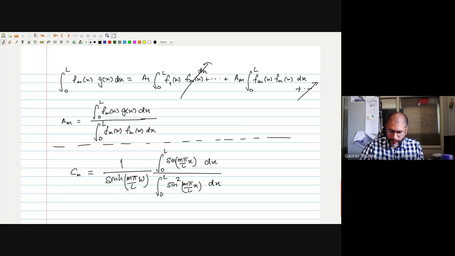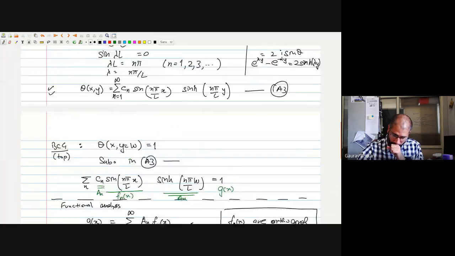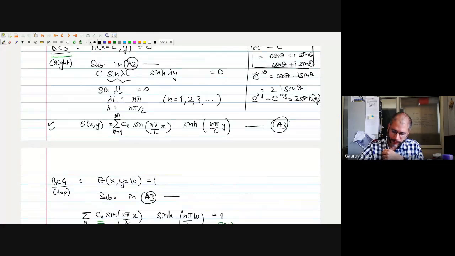Okay, so this gives me the value of the constant cm. So I can substitute this. Well, you can replace n with m, and you get cn. Doesn't matter. And I can substitute that in my expression a3, and I will get the final expression for the theta as a function of x and y.